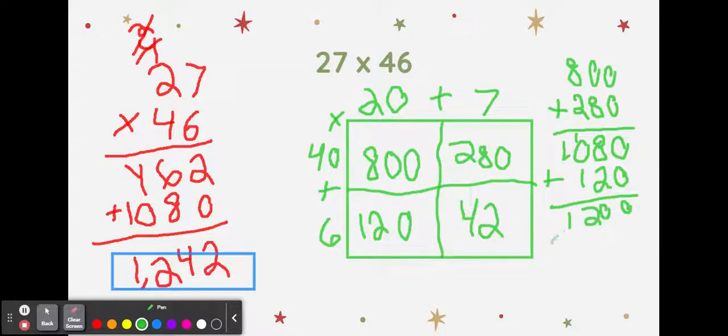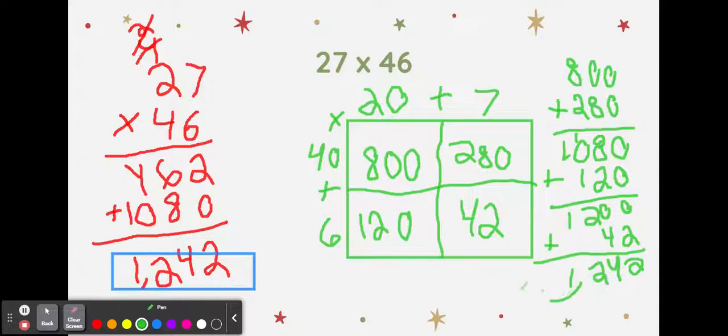So I have 1,200 now, and I still need to add in my last partial product, my 42, which is going to leave me with 1,242. So we got the same answer each time. Yay! So we did it.